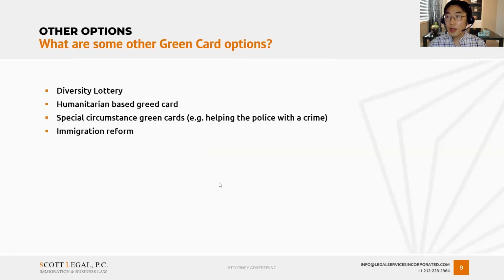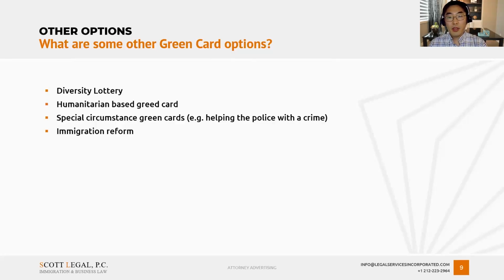Next slide. In this slide, we are going to talk about some other options for green card categories in the United States. The Diversity Lottery usually opens around early October and closes around early November each year. However, the exact registration period can change each year, so you should always check the official Department of State website for the current year's dates.